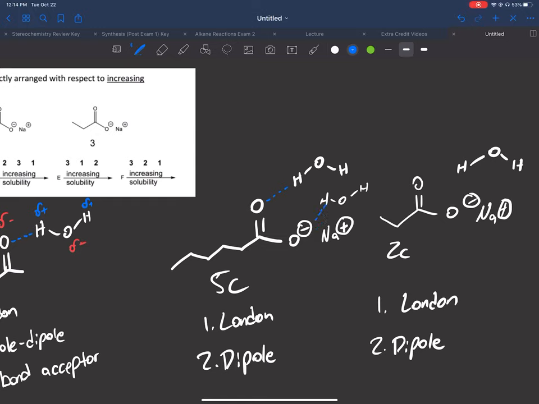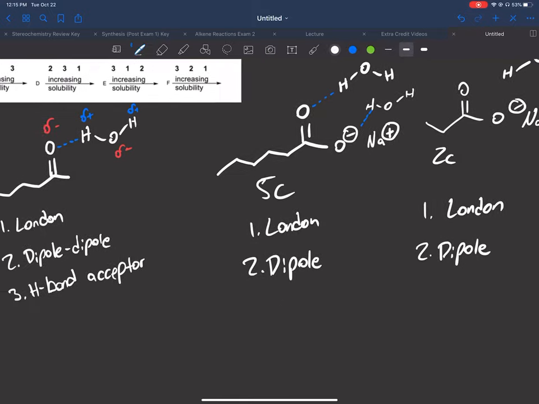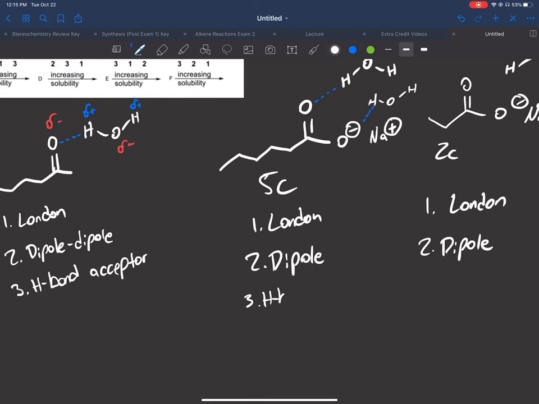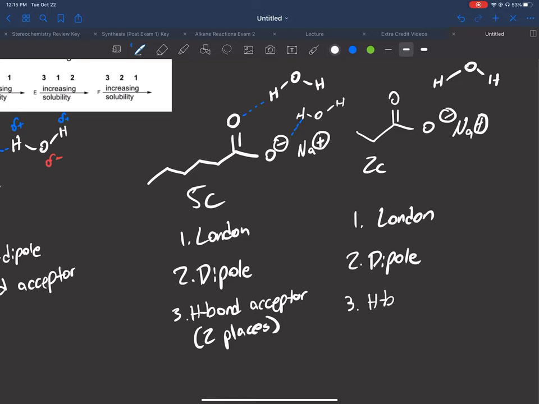We form that right there. So the carboxylate is an H bond acceptor. The carboxylate itself does not have hydrogens to use, so it's an acceptor, but in two places. And the same thing here: H bond acceptor, because it doesn't have hydrogens to donate, so the hydrogen of the water comes in and donates the hydrogen bond. Two places.